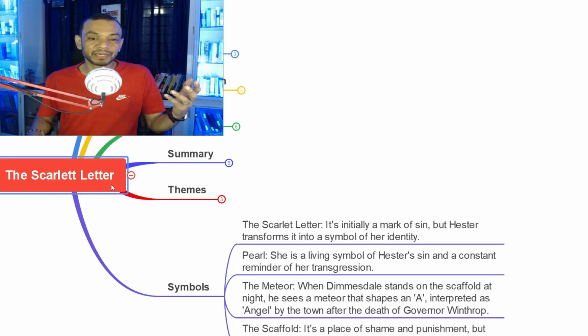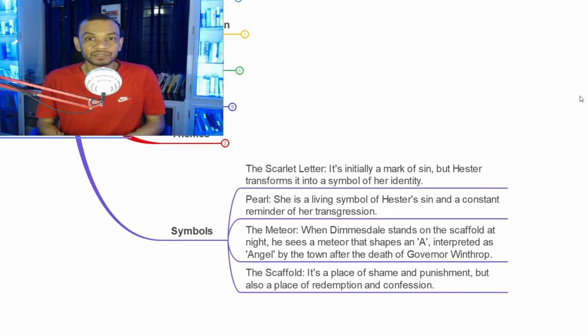And coming to the symbols, the Scarlet Letter is initially a mark of sin, but later it becomes a symbol of identity. And Pearl is a living symbol of her mother's sin, her constant transgression. And there is a meteor: when Dimmesdale stands on the scaffold at night, he sees a meteor shaped like an A, which is interpreted as Angel by the town after the death of Governor Winthrop. And the scaffold is a place of shame and punishment, but also becomes a place of redemption and confession.